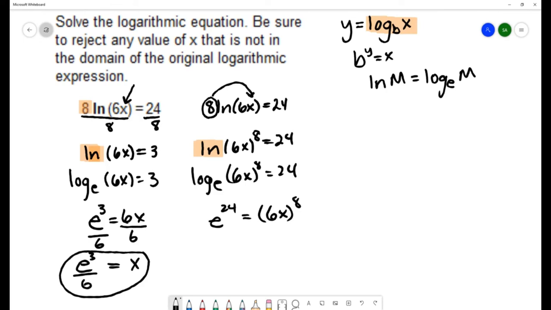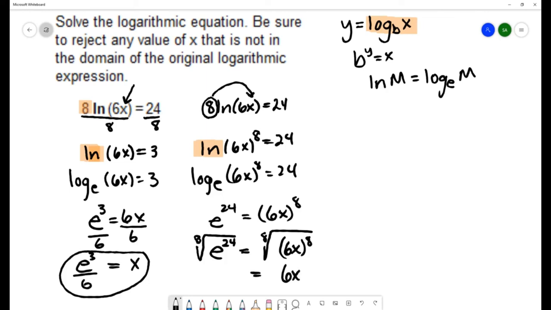We have a little bit more work to do on the other version of the equation. I'll have to get rid of that 8th power, and I can do that by taking the 8th root on both sides. So I'm doing the 8th root of e to the 24th on the left and the 8th root of 6x to the 8th on the right. When I do the 8th root of something to the 8th, those cancel out and get me 6x.